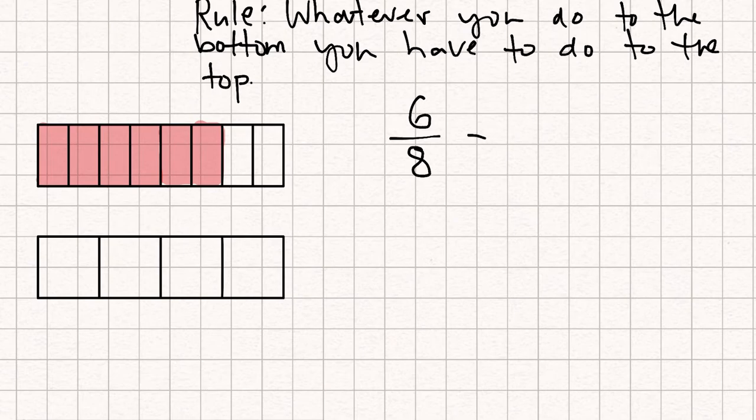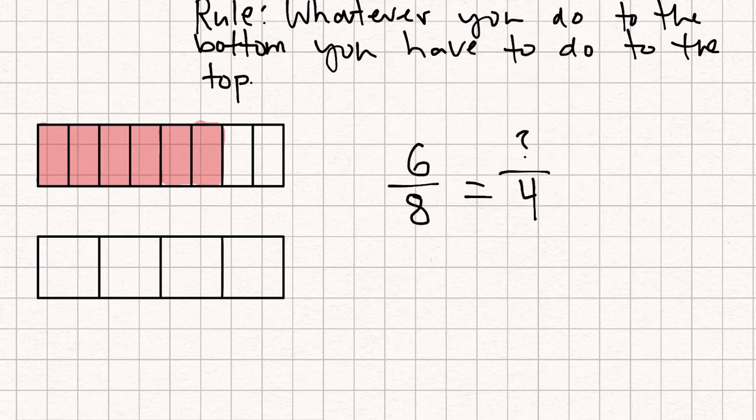So let's see if we can make an equivalent fraction with our fourths on the bottom. Notice down here we have 1, 2, 3, 4. 4 pieces make a whole here. So the question is, how many fourths are equivalent to 6/8? So let's use the rule that we learned in our previous lesson. Whatever we do to the bottom, we have to do to the top here. So let's give that a try.